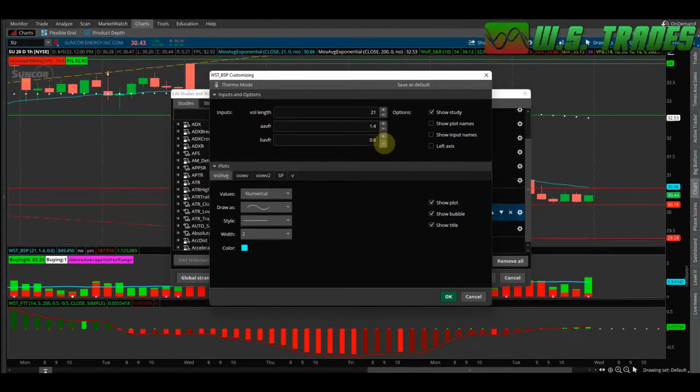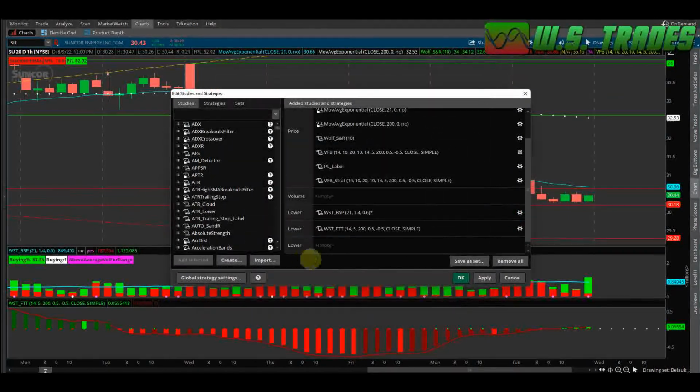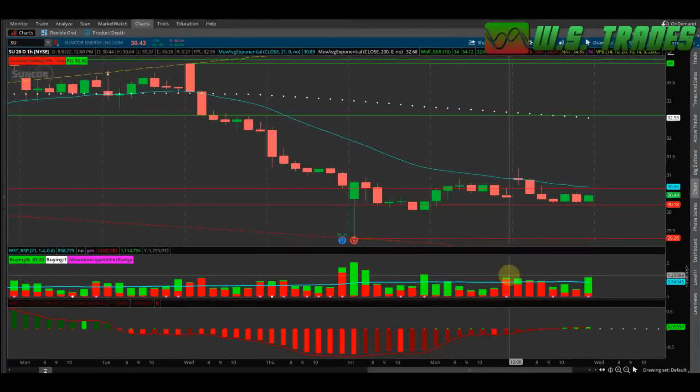If you want to do 0.5, which would be a 50% move, you can just click on these or type it in, whatever you want. So anyways, that is the indicator and that's how you do the custom settings on it.